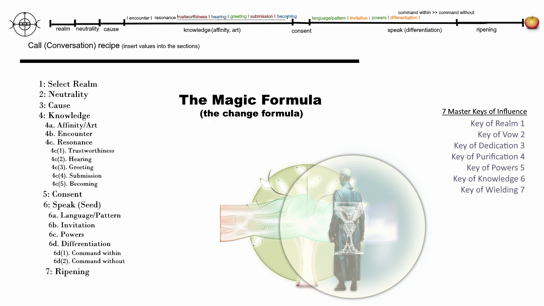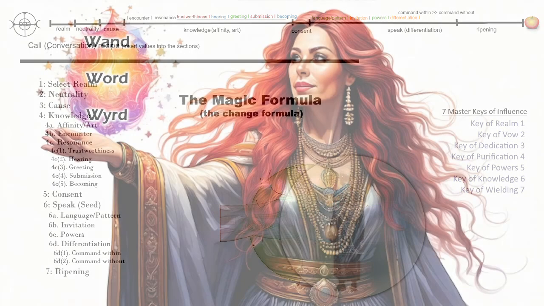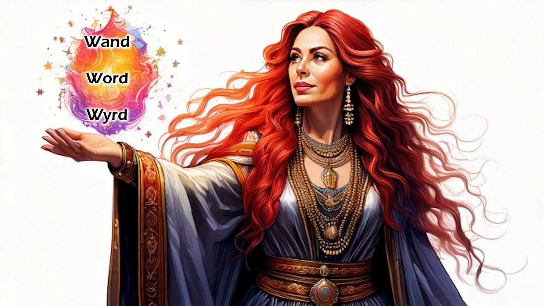The channels of projecting command are wand, wyrd, and wyrd. The magician develops and possesses their wand, their wyrd, and their wyrd.